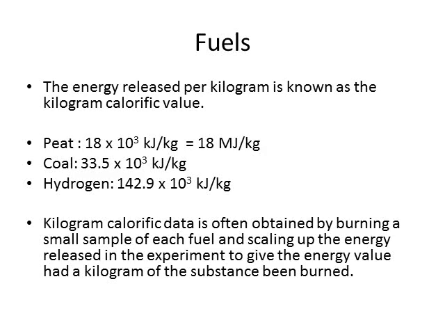Coal is 33.5 × 10^3 kilojoules per kilogram. And hydrogen is 142.9 × 10^3 kilojoules per kilogram. So what these values tell us is, if I combust or burn a kilogram of any of these fuels, I can see when I compare peat to hydrogen, hydrogen releases far more energy when compared to peat. So the kilogram calorific data is often obtained by burning a small sample of each fuel and scaling up the energy released in the experiment to give the energy value had a kilogram of the substance been burned.